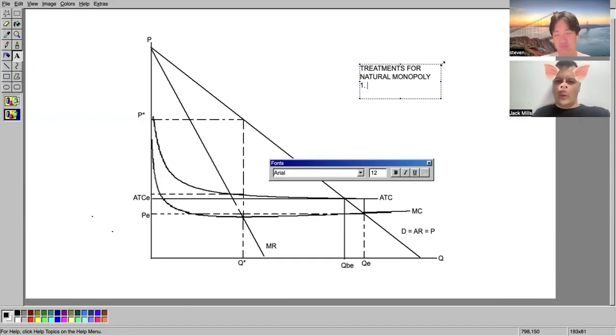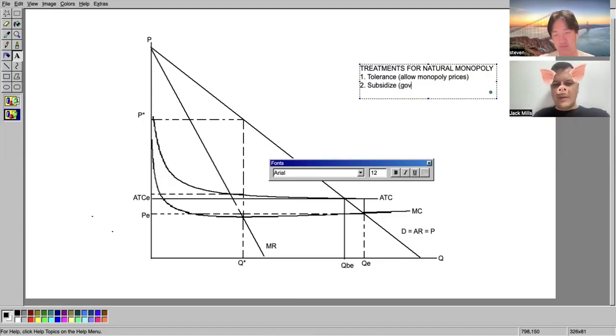And then what we'll say is tolerance, right? So allow monopoly prices. You don't do anything, non-intervention, which is maybe not the right thing to do with a natural monopoly, but if we're going to be very laissez faire, we could. Number two is you could allow the government to subsidize, right?